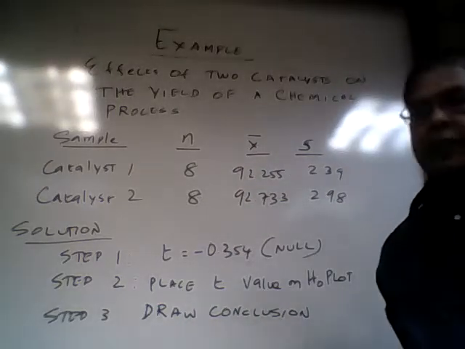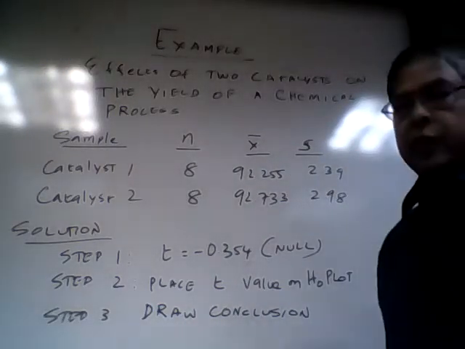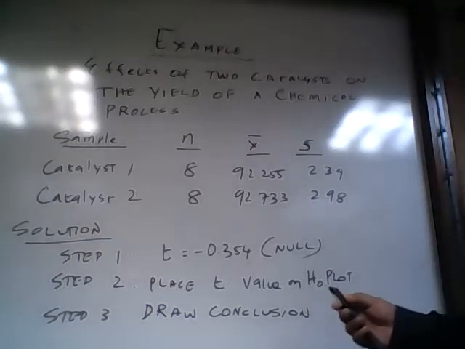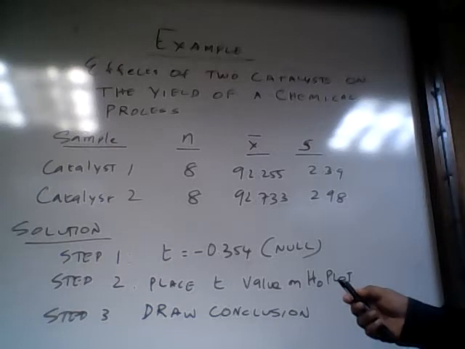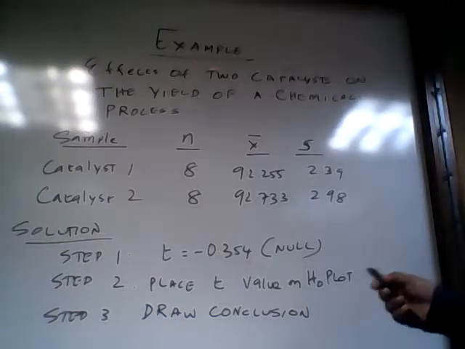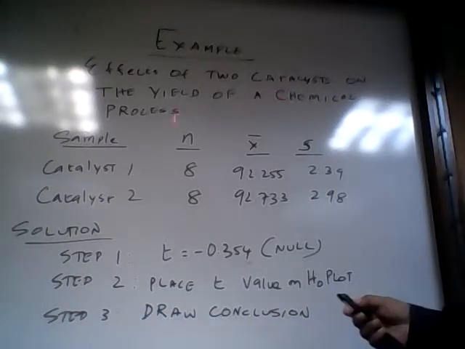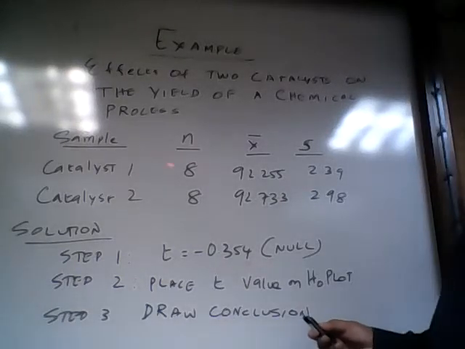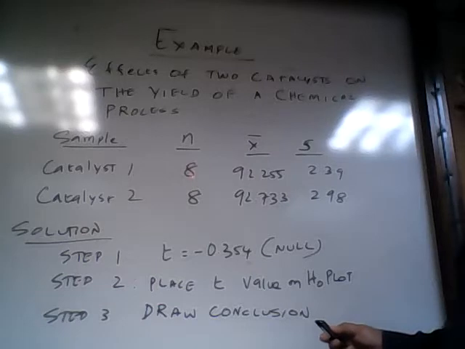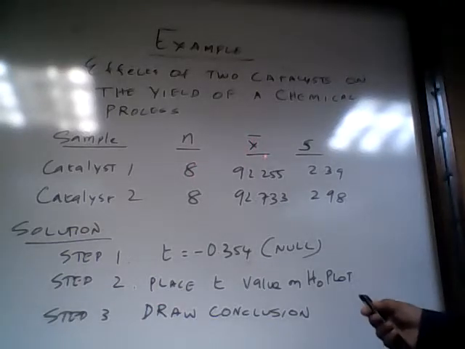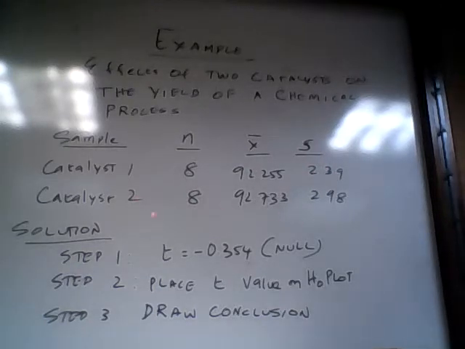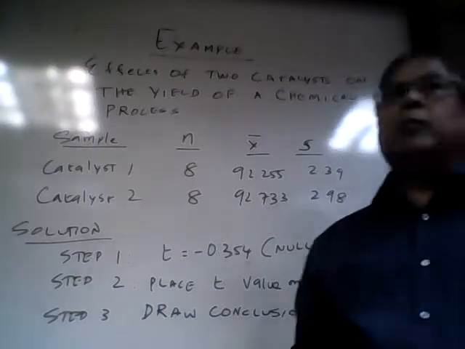Okay, now we will give an example to illustrate the things we talked about so far. Let's consider an example where we want to identify the effects of two catalysts on the yield of a chemical process. Catalyst 1 has a sample size of 8, and the mean value of the sample is given here, and the S value, the standard deviation, is given as 2.39. Catalyst 2 has similar data here. So how do you solve a problem like this?